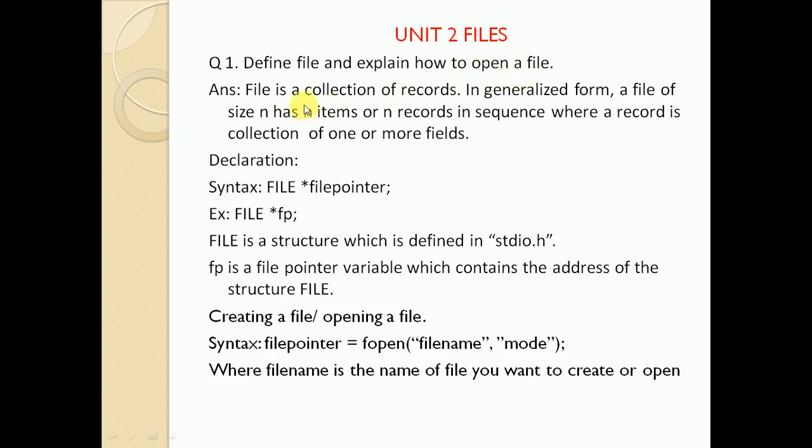So let's see the first definition of file. A file is a collection of records. In a generalized form, a file of size n has n items or n records in a sequence, where a record is a collection of one or more fields. So let us see the example of a file.